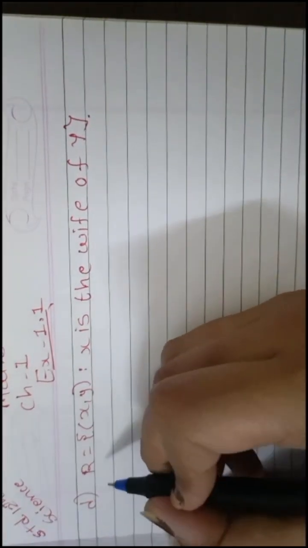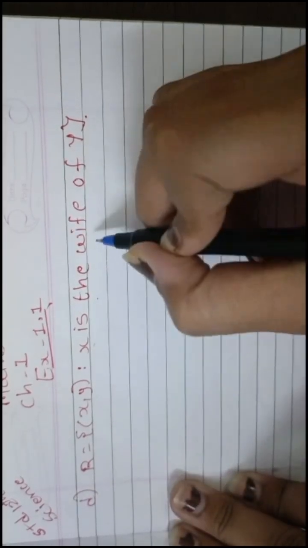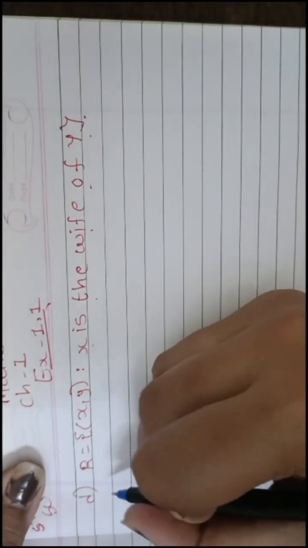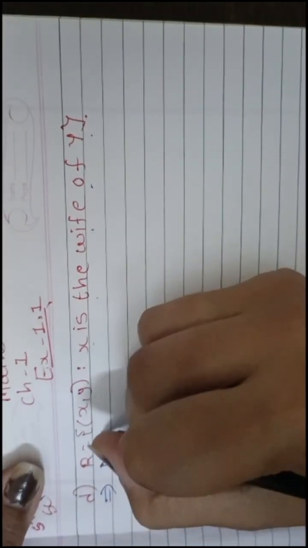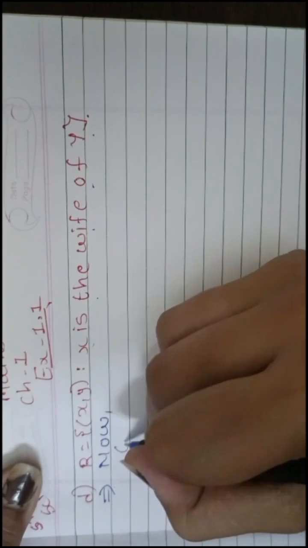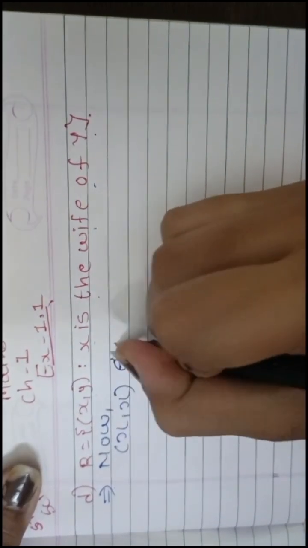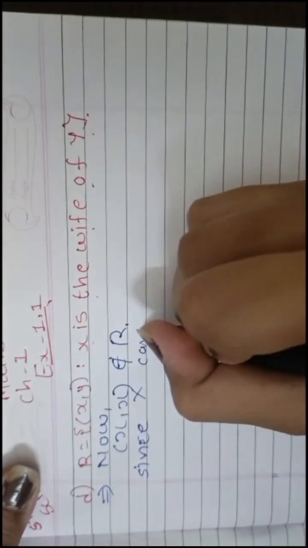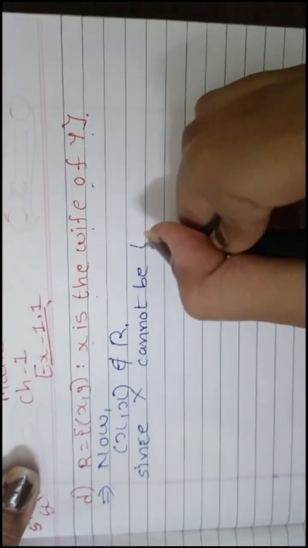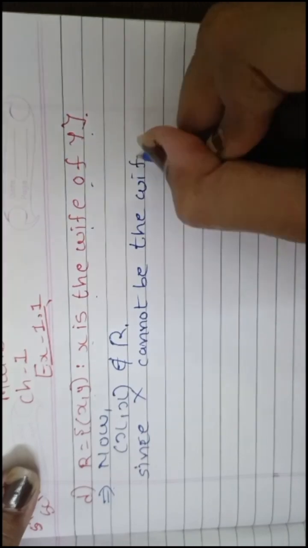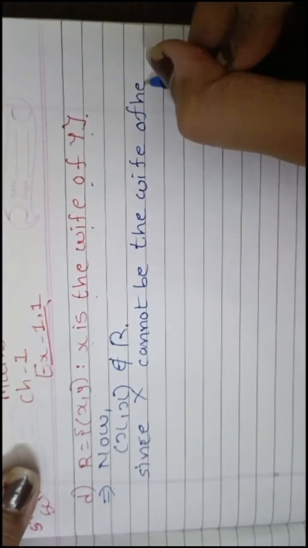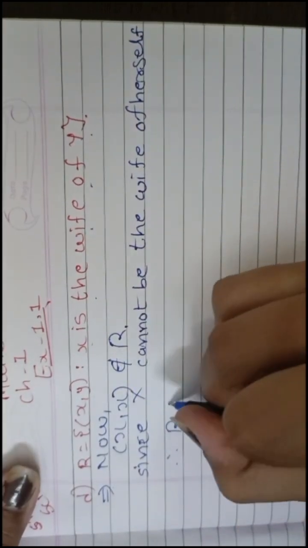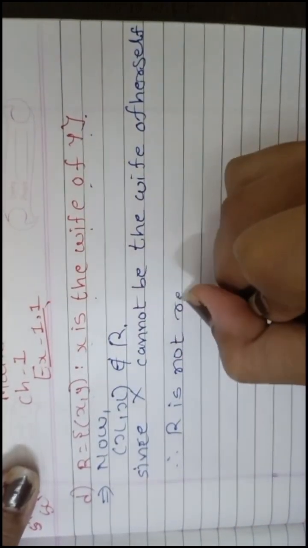Next, question D. R equals (x, y), x is the wife of y. First of all, we will check for reflexiveness. Now, (x, x) does not belong to R since x cannot be the wife of herself. Therefore, R is not reflexive.